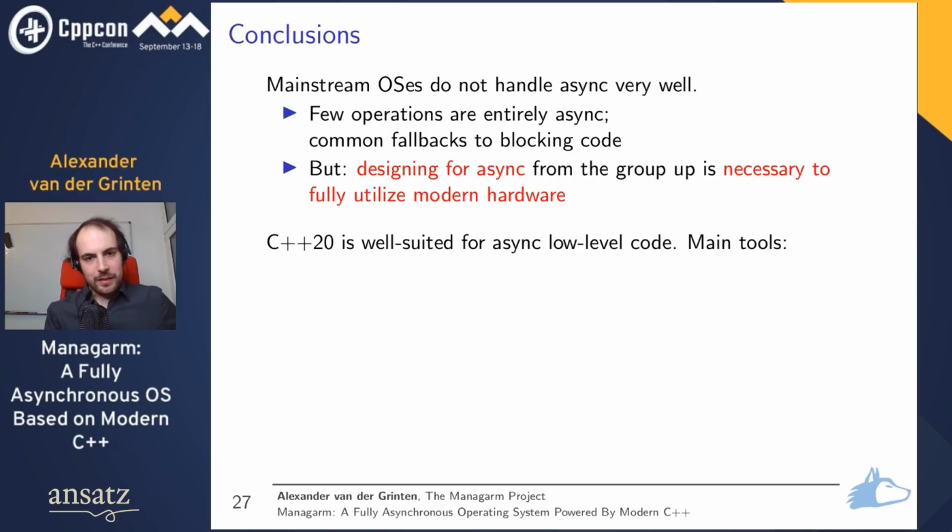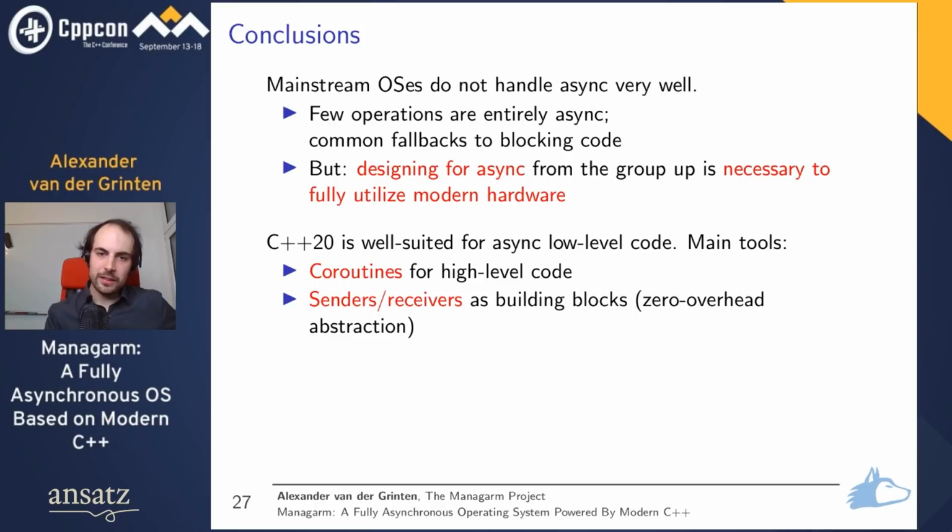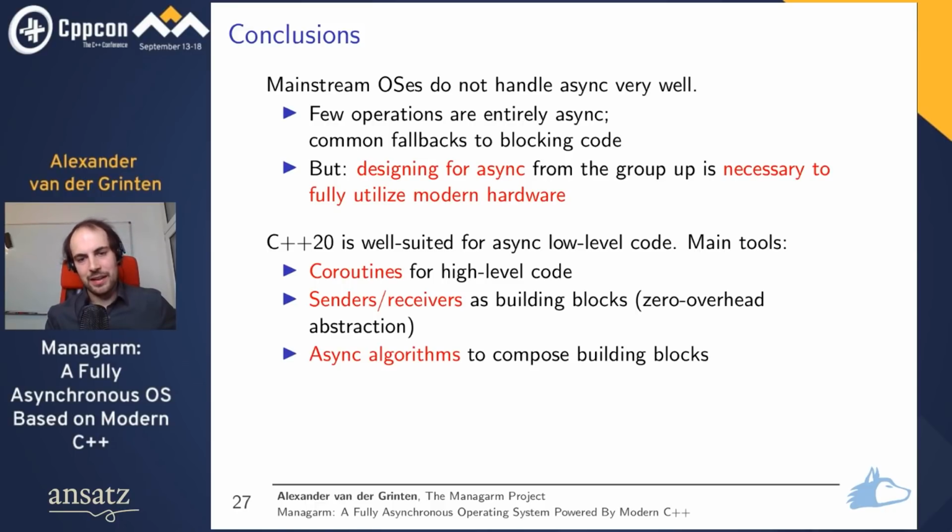C++20, on the other hand, is well suited for this async low-level code. Our main tools are coroutines for high-level code, for application logic, driver logic, kernel logic, and so on. Senders and receivers as building blocks, as zero overhead abstractions, and async algorithms to compose them in a zero overhead way.